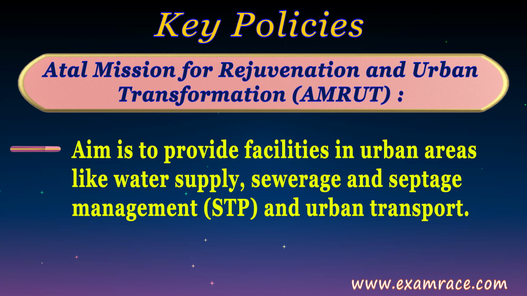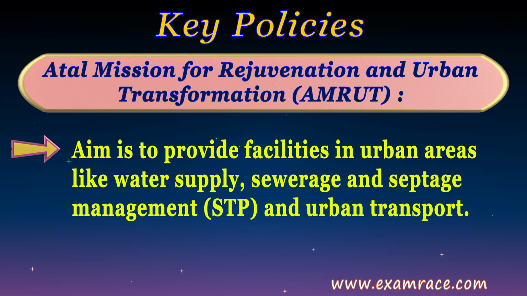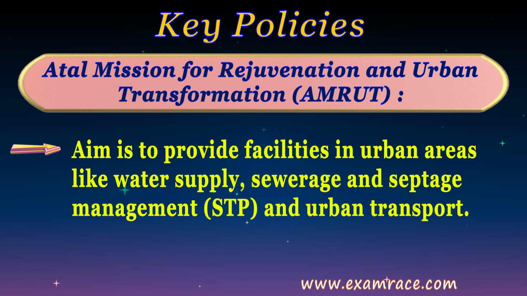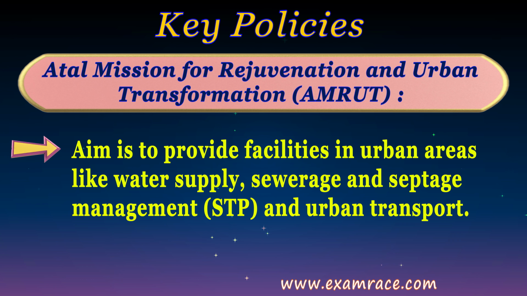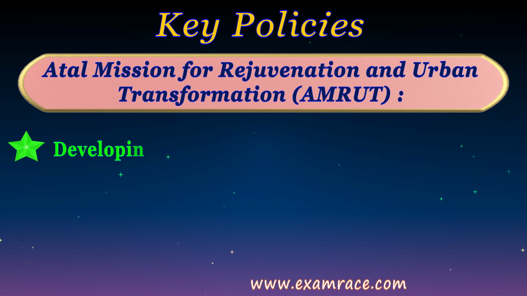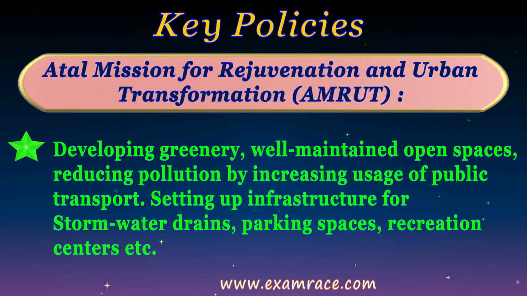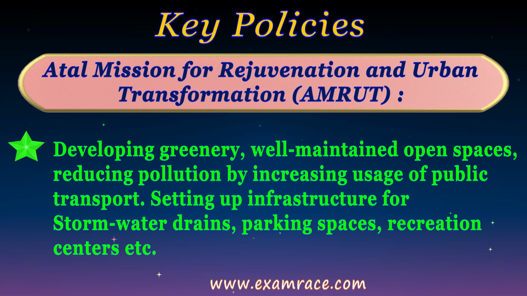The policy aims to provide certain facilities in urban areas which can solve the problems in urban areas which we have already covered. So it aims to solve the problems like problem of water supply, sewerage and septage management, and the problem in urban transport. So the policy aims to provide these facilities which will ensure effective water supply, effective sewerage and septage management by setting up of sewerage treatment plant, and urban transport. So it also aims to develop greenery in the urban areas, then well-maintained open spaces, reducing pollution in the cities by promoting the use of public transports, then setting up of infrastructure for storm water drains.